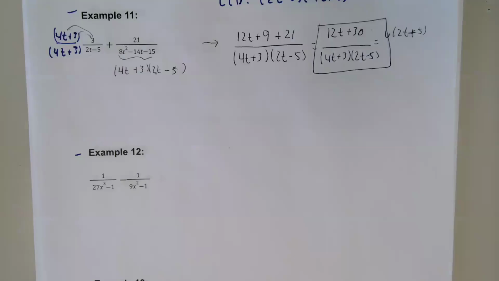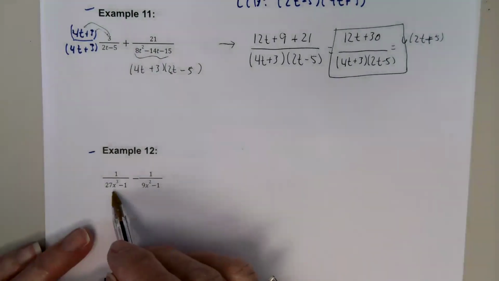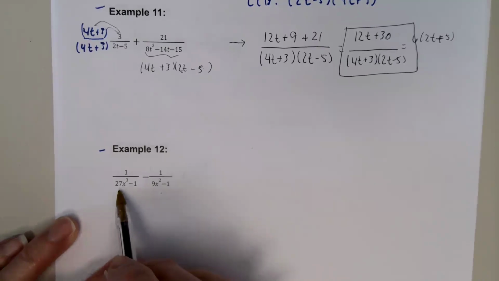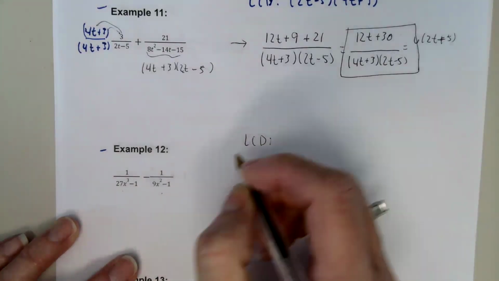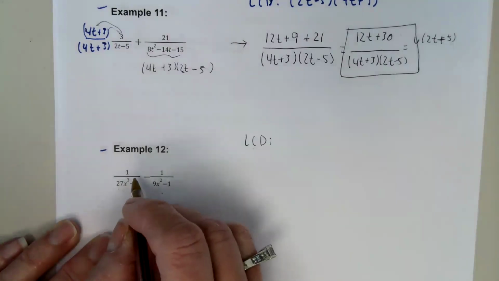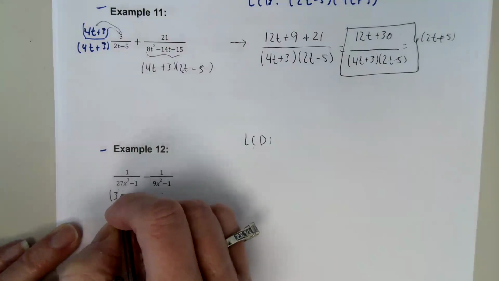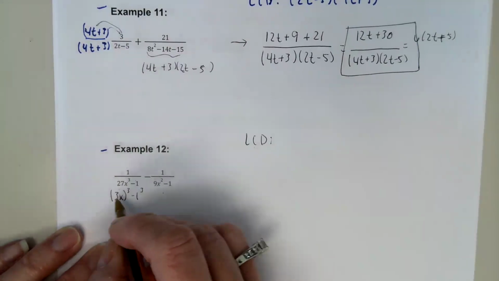Let's look at example 12. Example 12 is a good one because it forces us to practice difference of 2 cubes and difference of squares to get our factors for the LCD. So 27x cubed minus 1 is really 3x cubed minus 1 cubed. So it's a difference of 2 cubes.